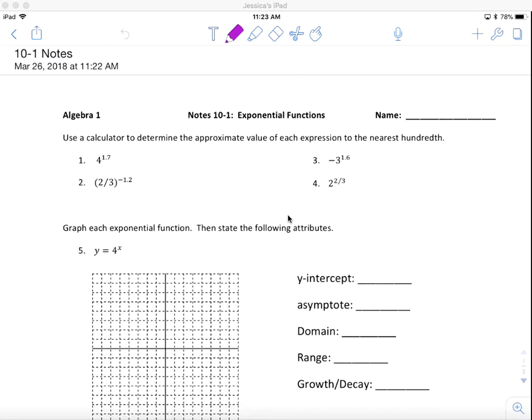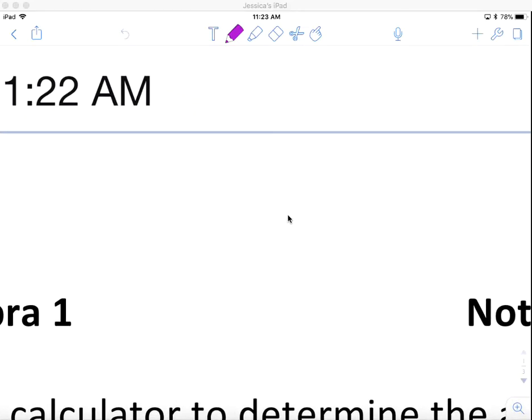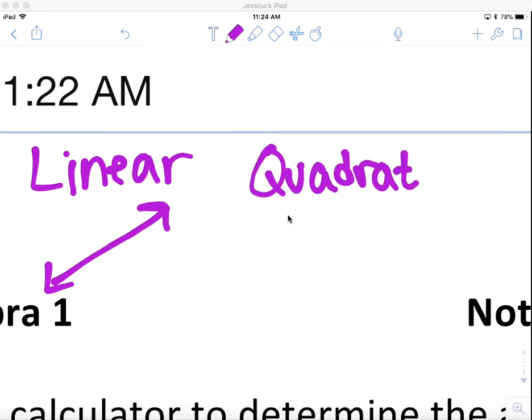Today is the first day of Unit 10, and today's lesson is titled Exponential Functions. Today we're going to focus on graphing these. So far this year in Algebra 1, we have discussed two different types of parent functions. The first parent function we talked about was linear, and that made a line. Then we talked about quadratic functions, and remember quadratic functions are parabolas, which are in the shape of a U.